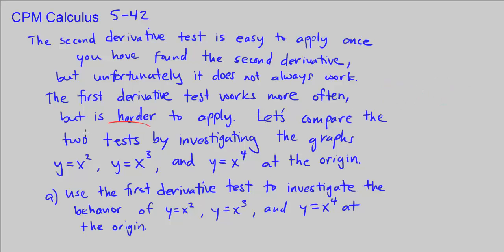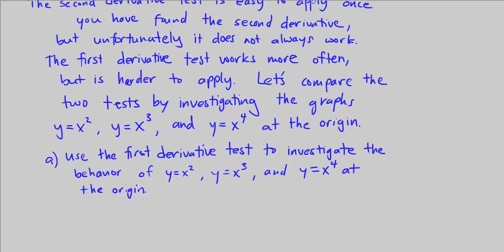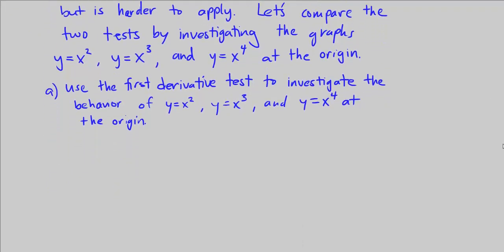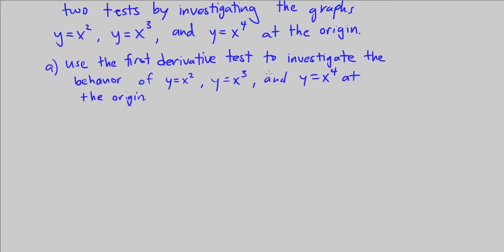Let's compare the two tests by investigating the graphs of y equals x squared, y equals x cubed, and y equals x to the fourth at the origin, right here at x is 0. Use the first derivative test to investigate the behavior of each at the origin. So let's start with y is equal to x squared.